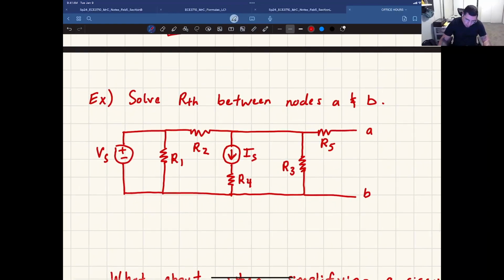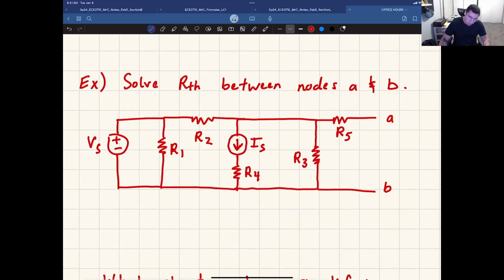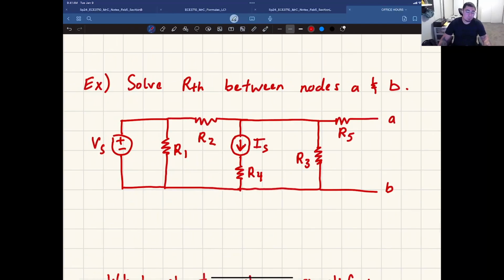Now, what about solving for R Thevenin between nodes A and B? It was a great example. This is something that could, I don't know, show up on your exam or you've seen in homework. So, when finding R Thevenin, what do you have to do? What's the first thing you have to do? You have to zero out your sources.